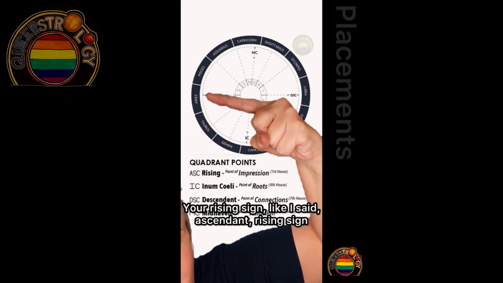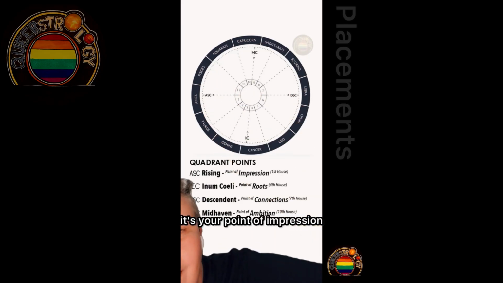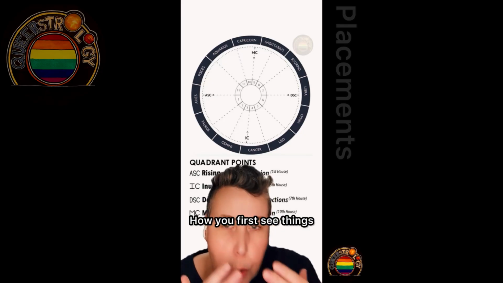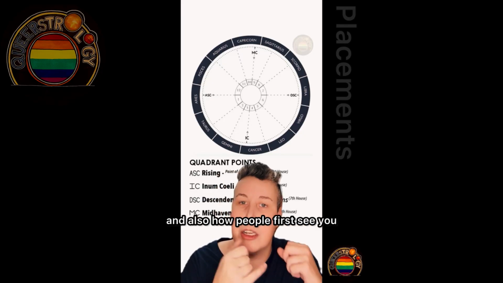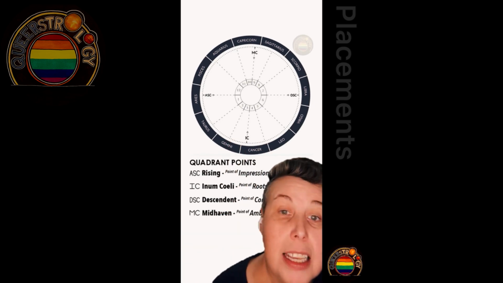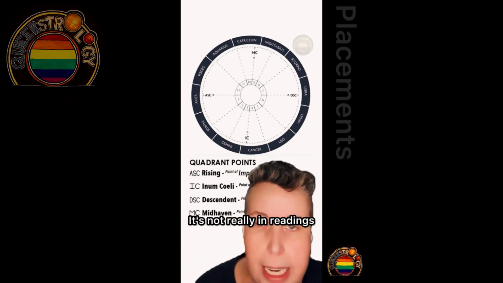Your rising sign, like I said, ascendant, rising sign, it's your point of impression, your first point, or your first impression. How you first see things that are new to you and also how people first see you when they meet you. Then we have the IC down here. This doesn't get talked about a lot. It's not really in readings.